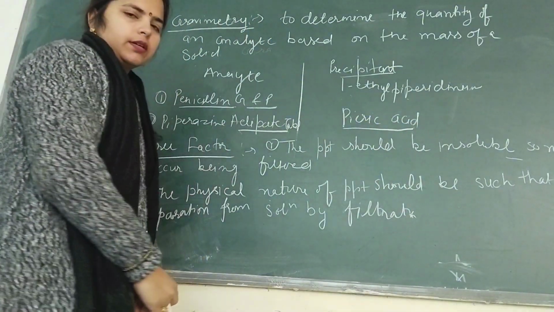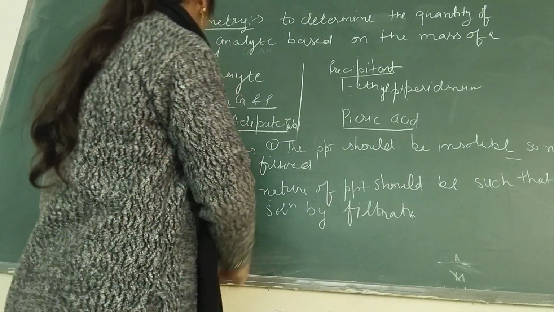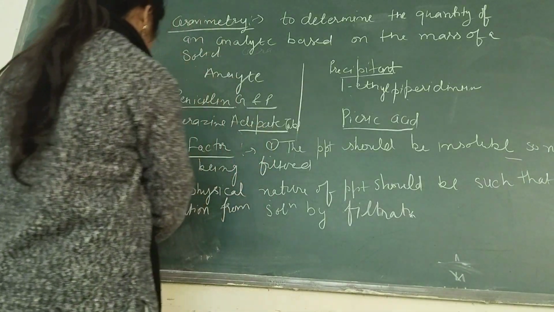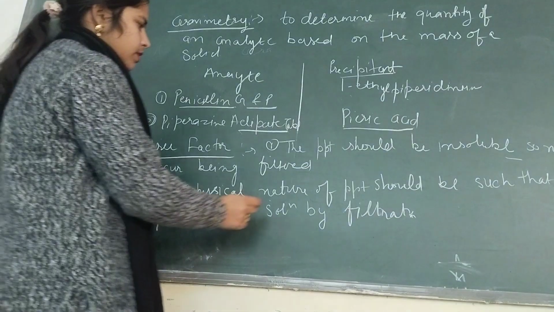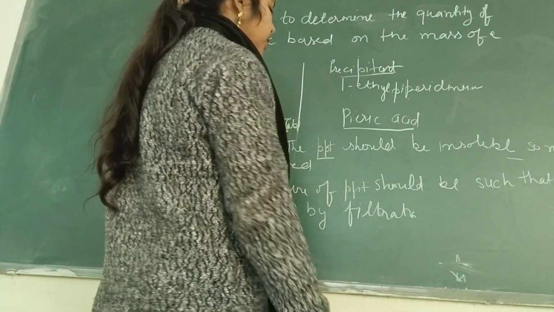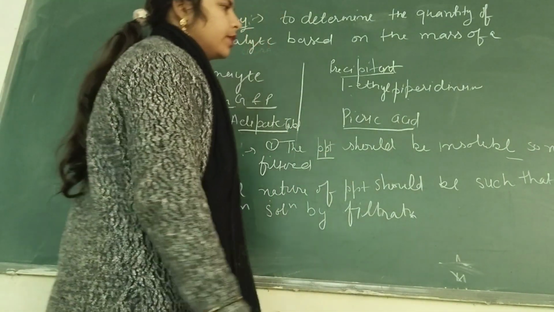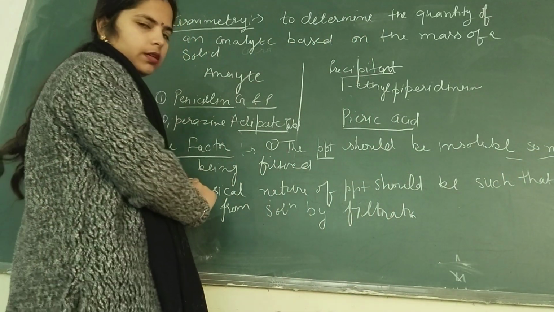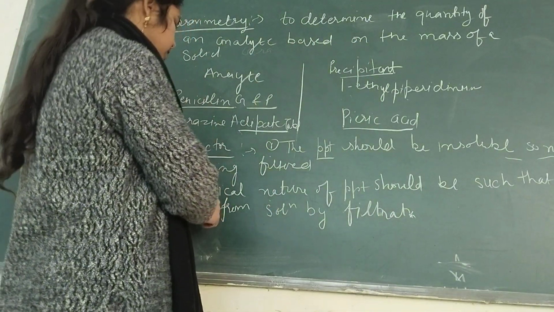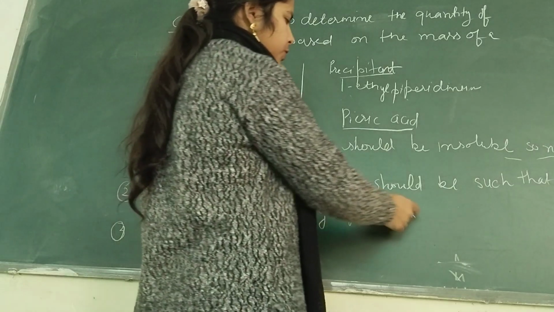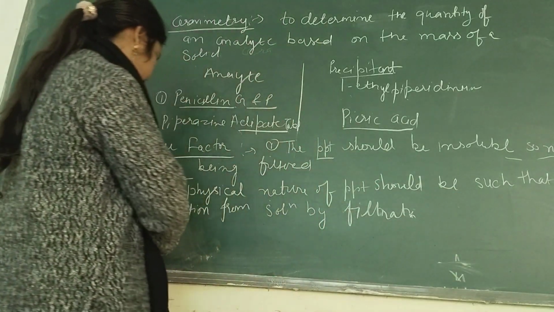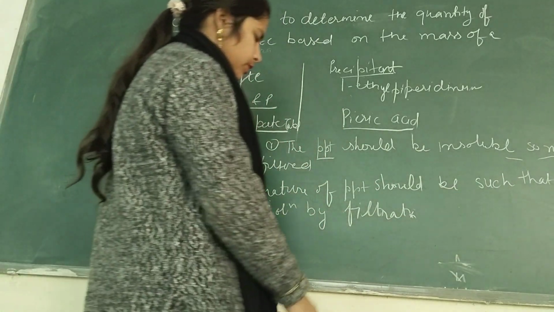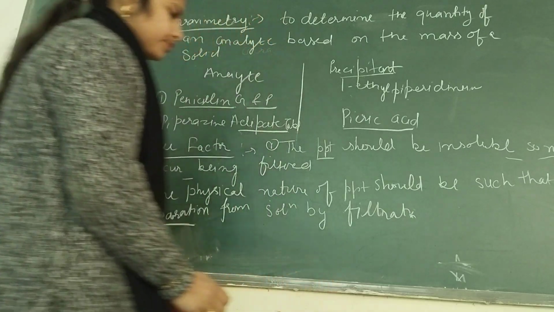There are three factors that determine the gravimetry. First, the precipitate should be insoluble, so that no loss occurs during filtering. Next, the physical nature of the precipitate should be such that it separates from the solution by filtration.